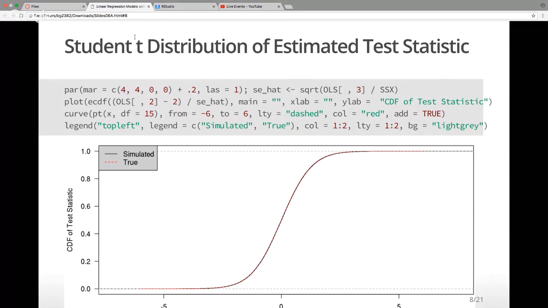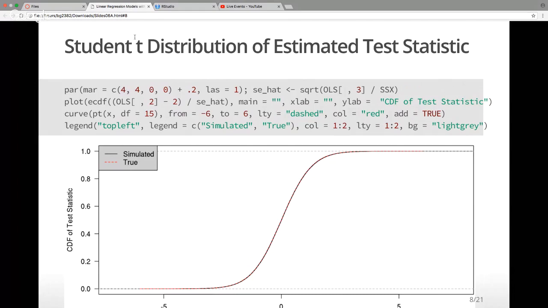So you don't need to do the simulations per se. It can be proven that if you divide by the estimated standard error rather than the true standard error, the distribution of this is student T rather than standard normal. But of course, the student T distribution approaches the standard normal distribution as the degrees of freedom approaches infinity. And really, even if it's more than like 20 or so degrees of freedom, you can't really perceive the difference between a standard normal distribution and a student T distribution.